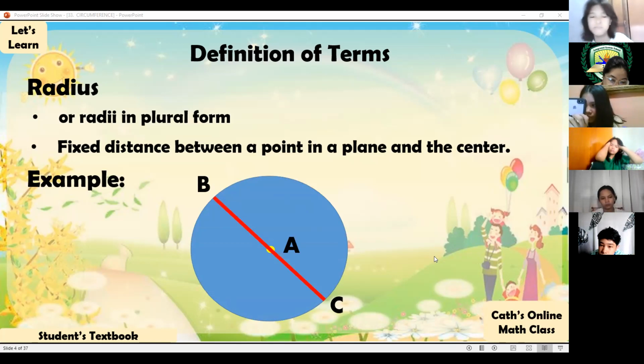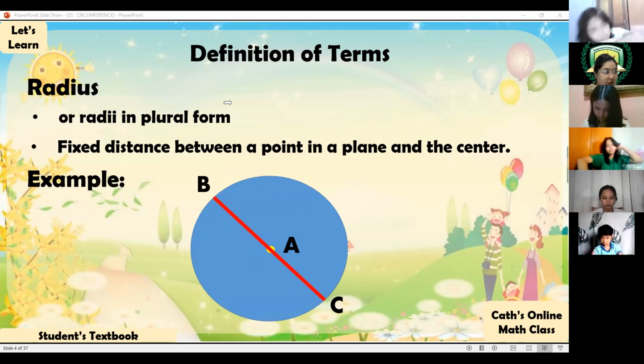Circle B. From this one, tuturo ko sa inyo. From this one, ito yung point, papunta lang dito. Okay? Ito ang ating radius. From this center point, papunta dito. Ito yung radius natin. Naintindihan niyo ba? Yes. Ayan, iba't ibang radius.